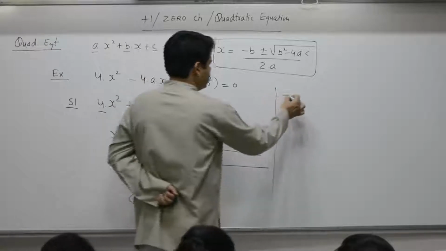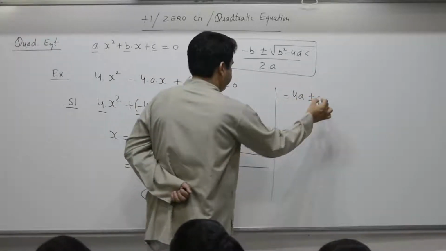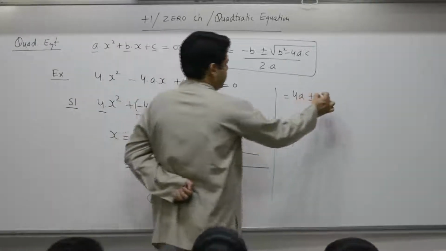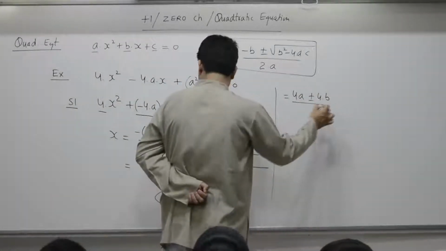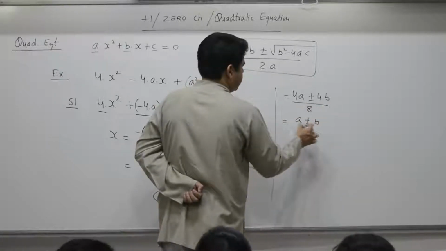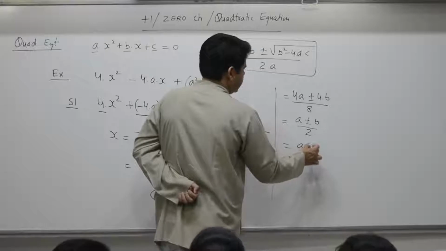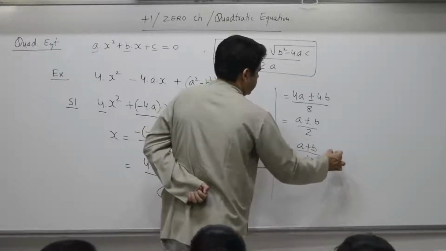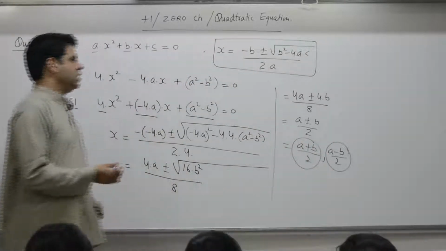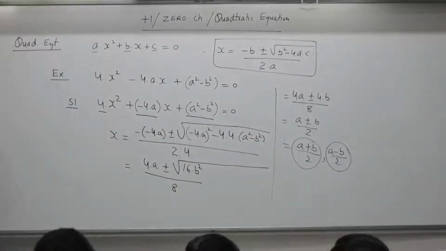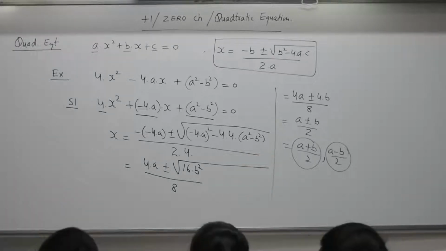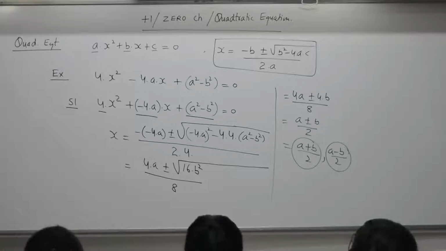Next, it is 4A plus minus 16B square, 4B divided by 8 comes out to what? A plus minus B by 2. That means the roots of the quadratic equation are either A plus B by 2 or A minus B by 2. How many of you have the correct answer? Same answer? Good. Please refer to the book.